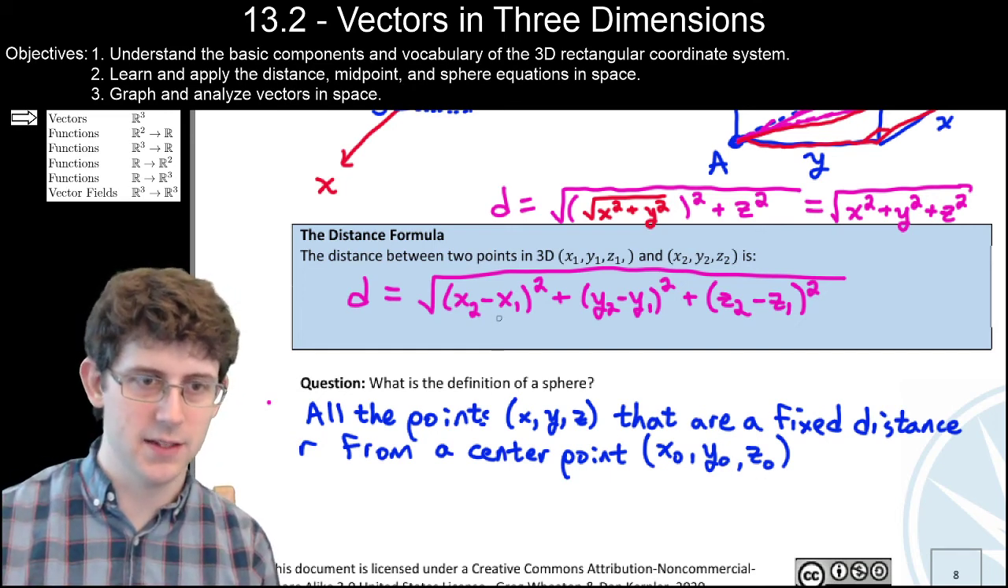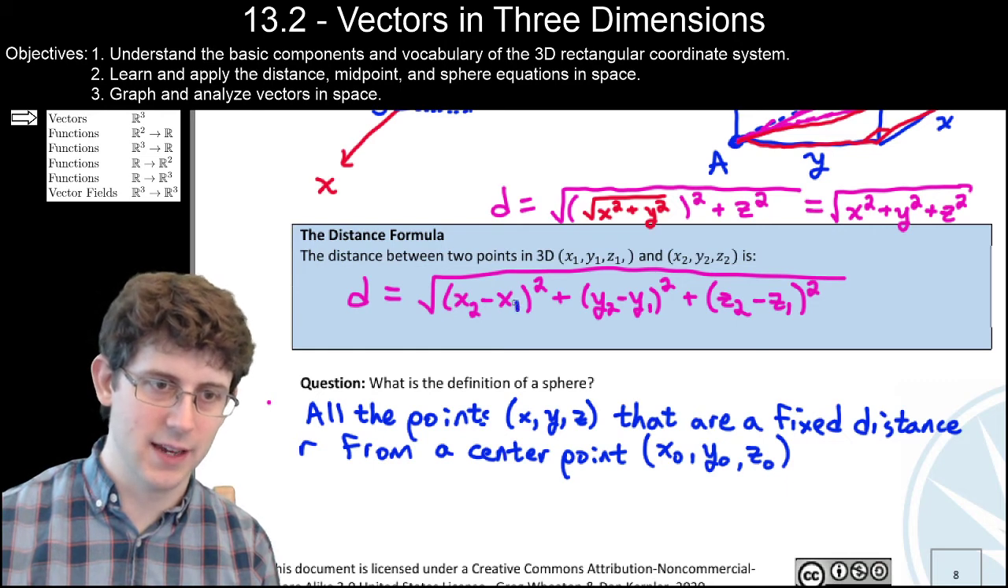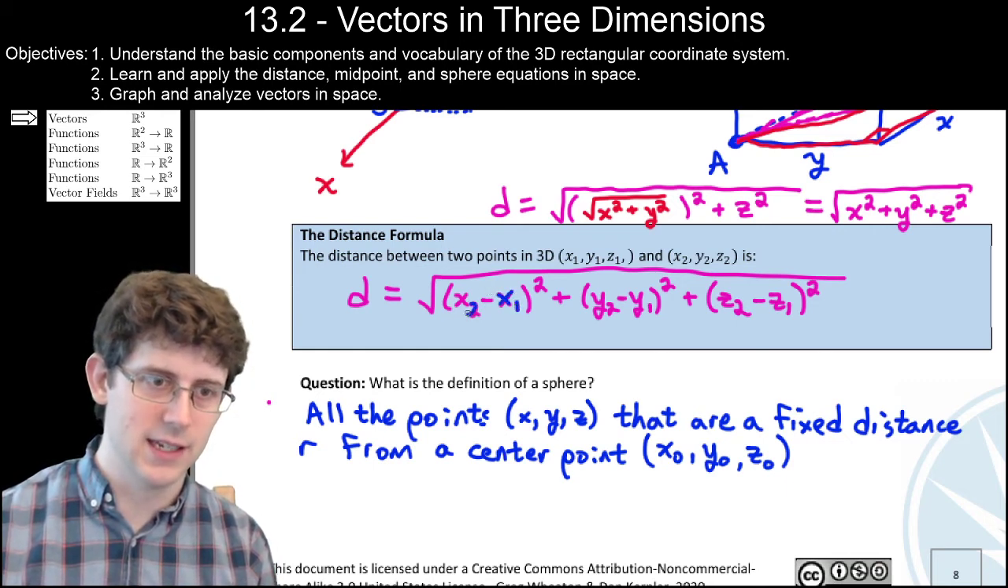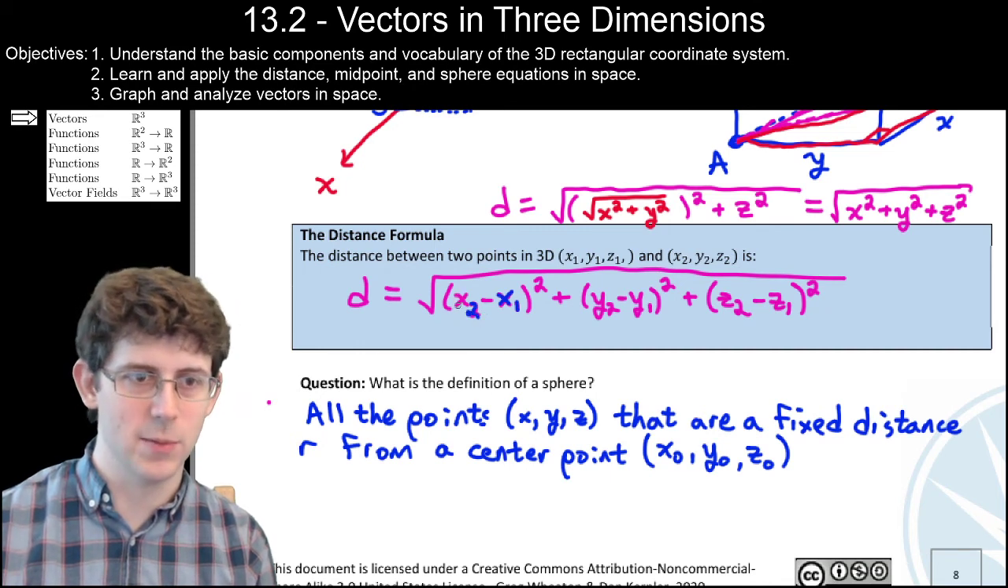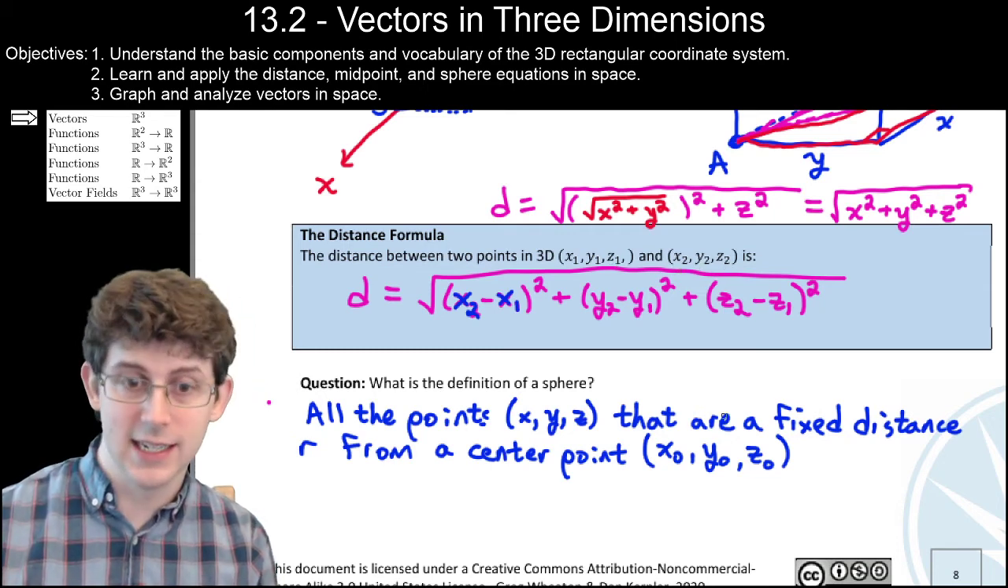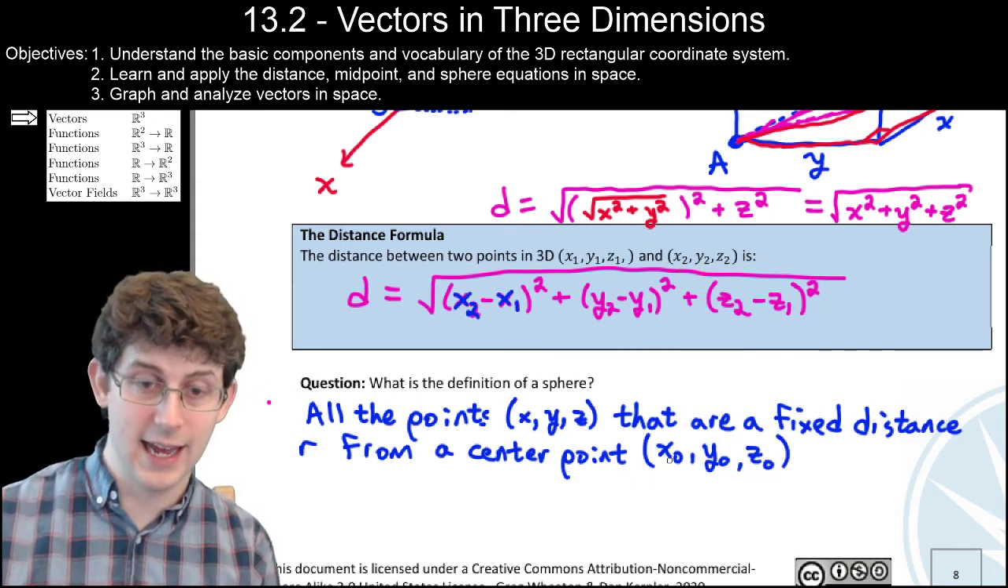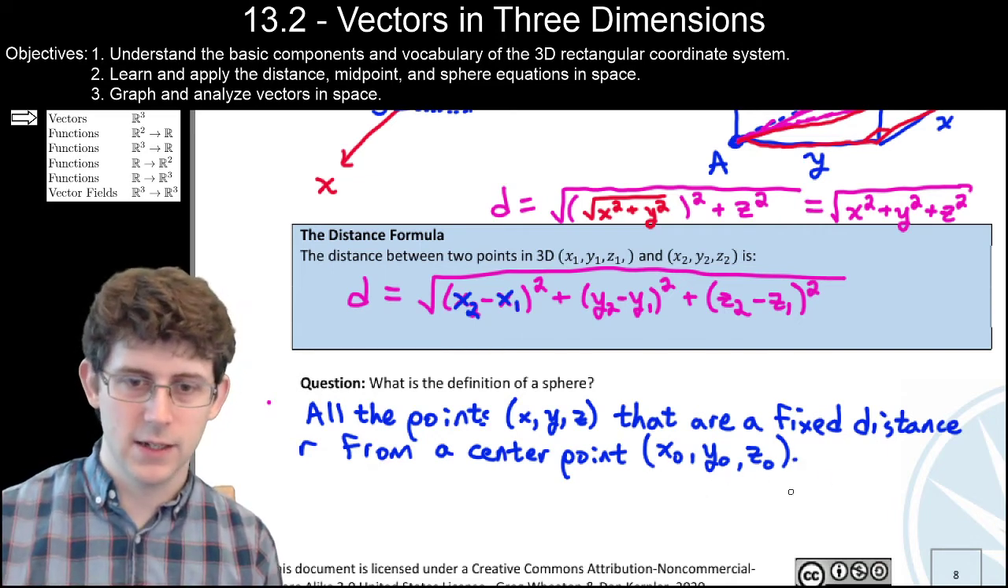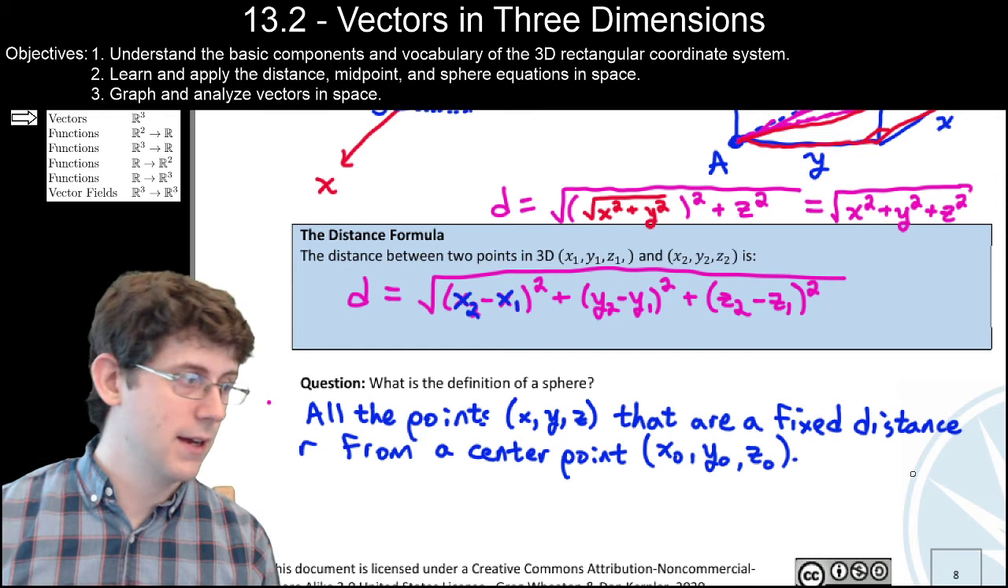Up here, the subscripts were adjectives. You were supposed to think of x1 as the first x, and x2 as the second x, because that's how you turn numbers into adjectives. So this is like first x, first y, first z, second x, second y, second z. And down here, this is the base x, or starting x, starting y, starting z. So this is what we mean by a sphere.